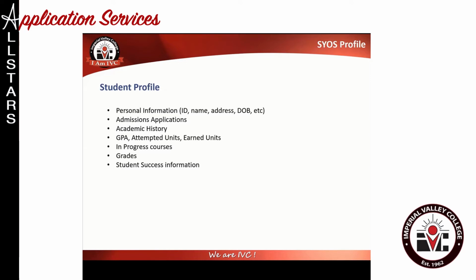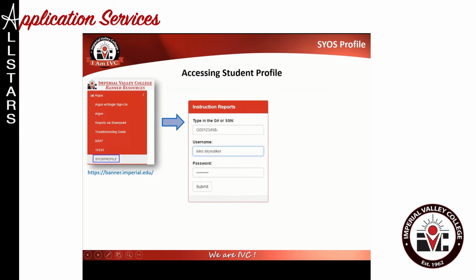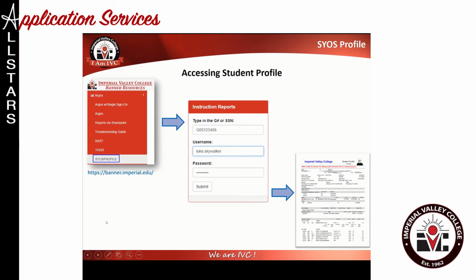So let's see it. In order to access it, we go to banner.imperial.edu, go to Argos, and there's a SYOSProfile link there. You will input the G number of the student that you need, and then your Argos username and your Argos password. For all the new administrators, we already set up your Argos user, which will be your first name dot last name. The password is the same that you use for your network or your email. Once you input the G number, click submit, and then you will get the SYOS profile.